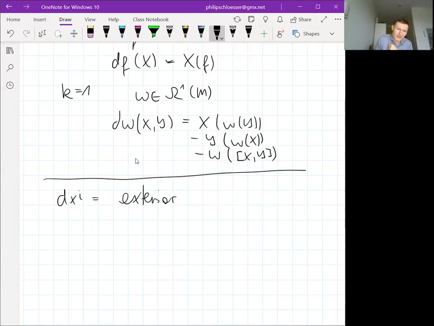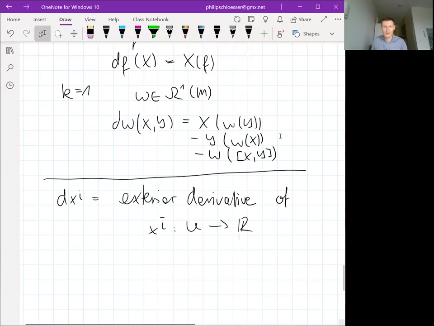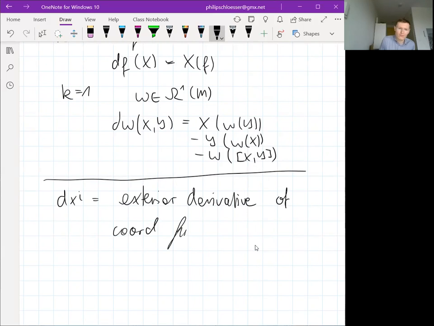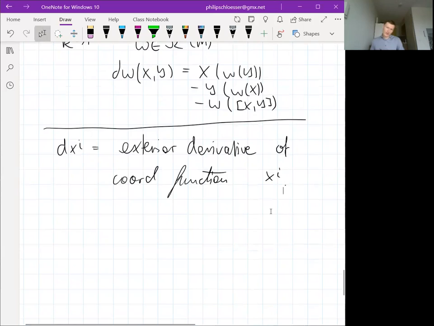They are in fact the exterior derivative of the function xi, mapping our chart to R. I guess exterior derivative of the coordinate function. And again, the exterior derivative satisfies a couple of axioms, which is how essentially you are going to work with them.